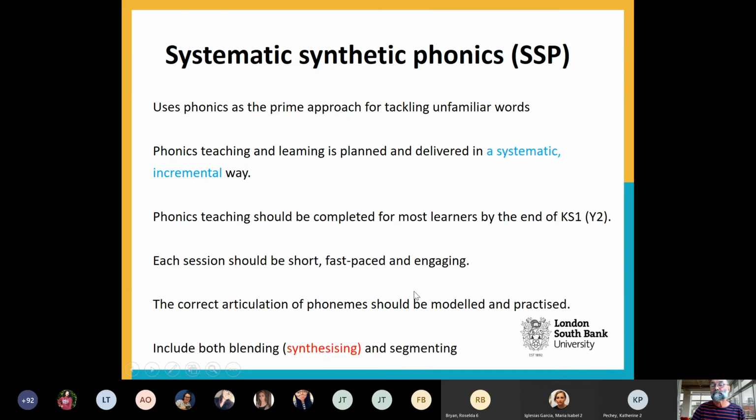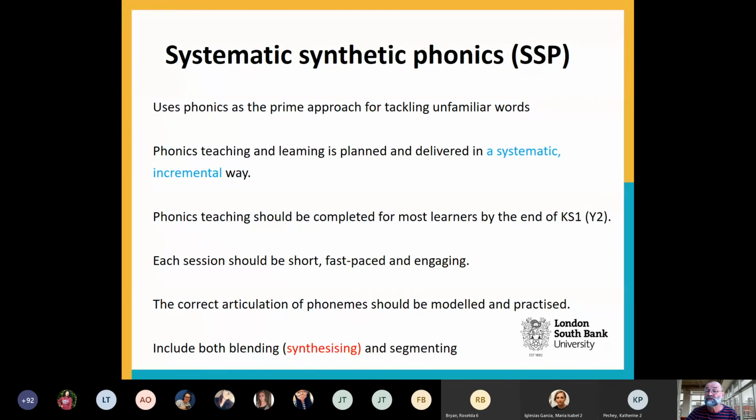So SSP, that's an abbreviation you'll see a lot in schools. SSP, systematic synthetic phonics. The system is about it being incremental. You teach simple phonemes and graphemes, and you build up until you're dealing with things like trigraphs and digraphs, etc. later on.